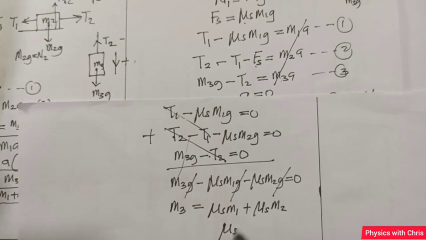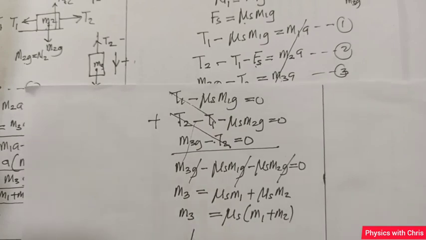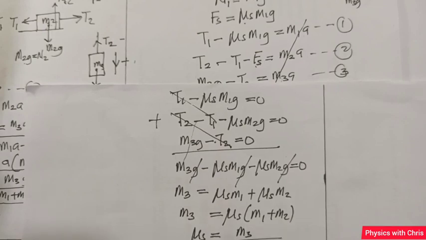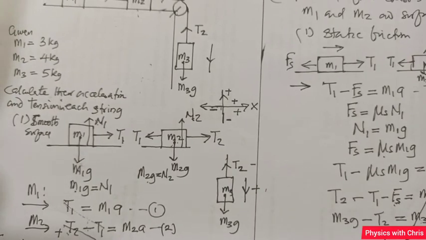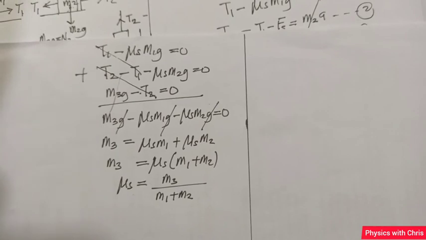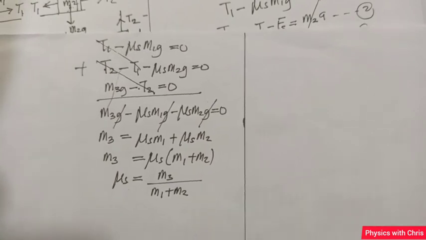Factoring that out, I have M1 plus M2 is equal to M3, so that my coefficient of static friction is M3 over the sum M1 plus M2. Okay, let's come back to what was given at first. Given that M1 is 3 kg, M2 is 4 kg, M3 is 5 kg. Can we find the common acceleration?